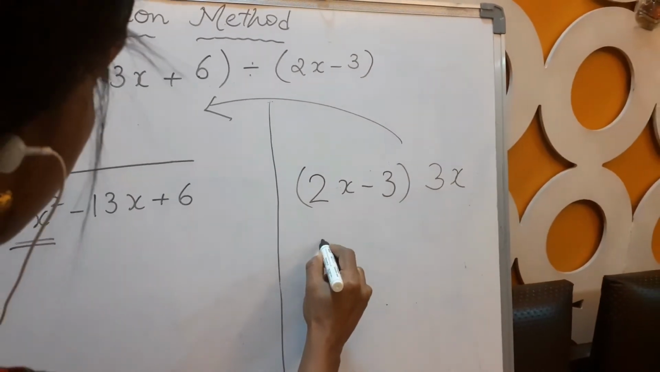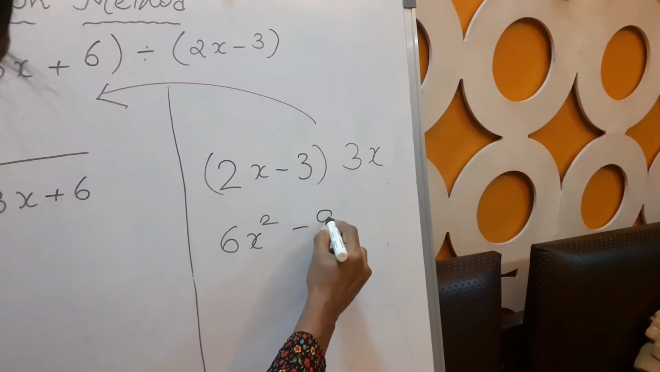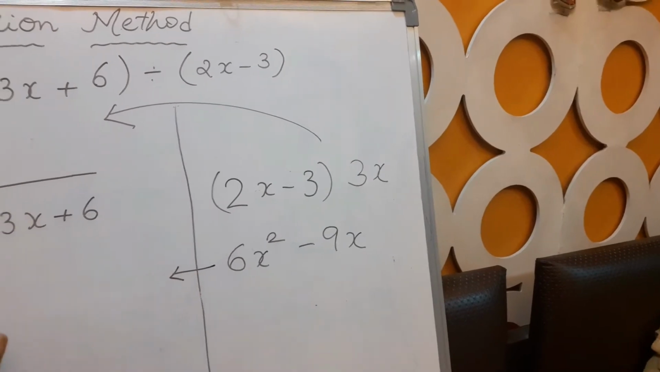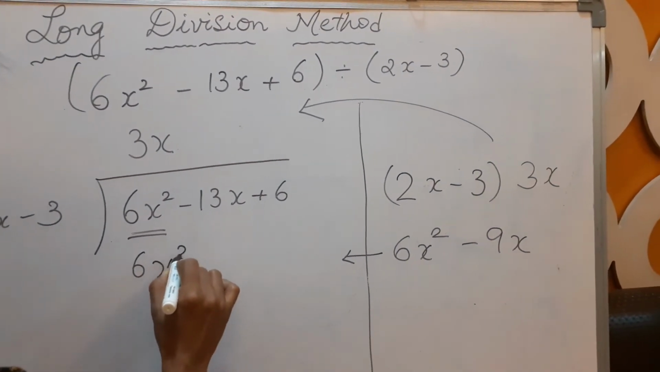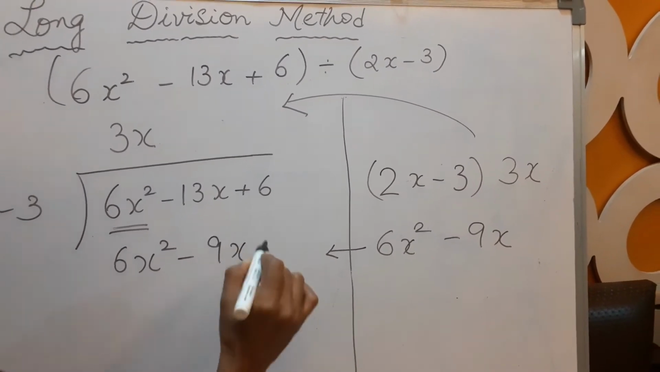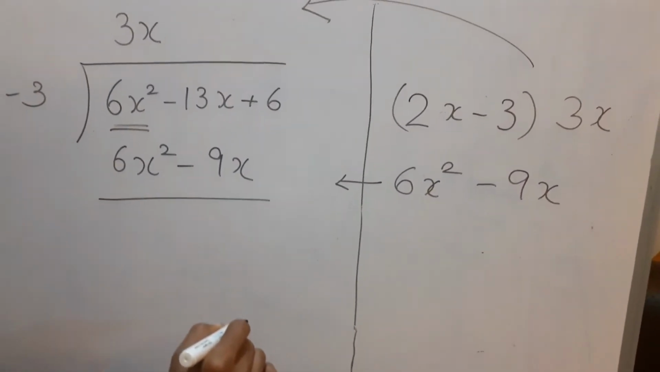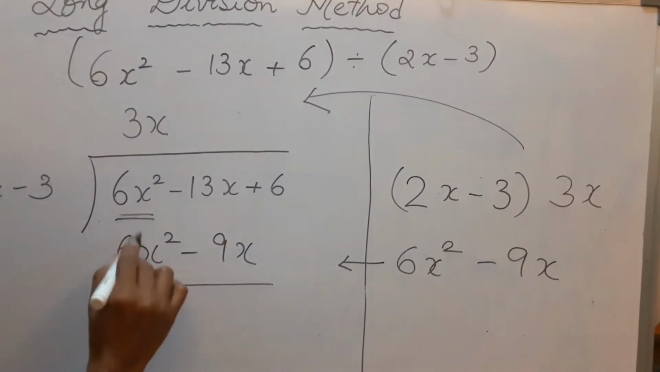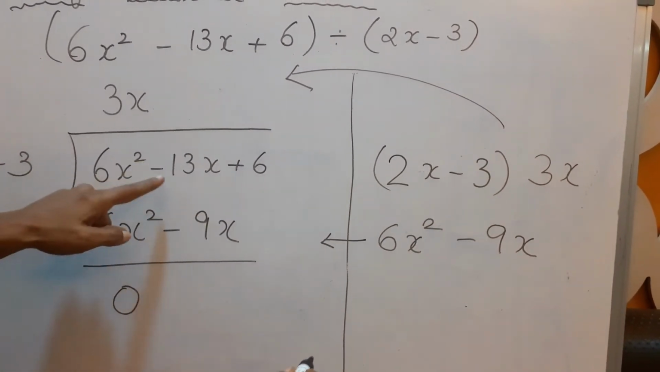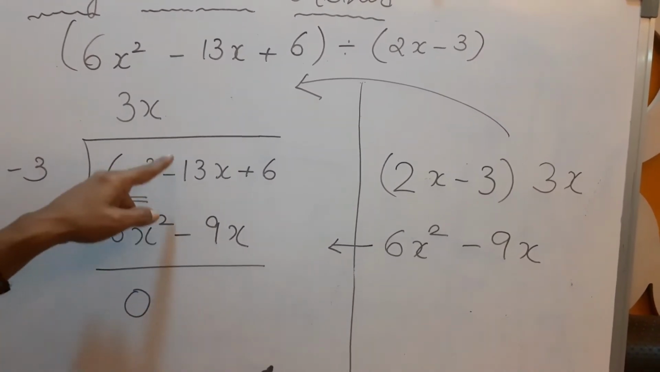Now, solve this here. So, this will be 6x square minus 9x, and this you write immediately here. Now, 6x square minus 6x square will give you 0. Again, this is minus 13x minus minus 9x. So this is minus minus.